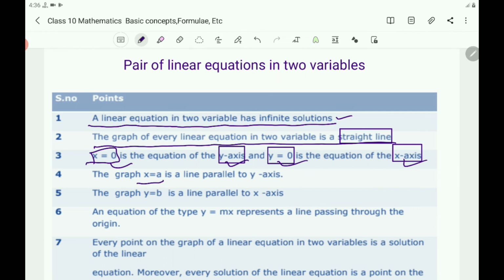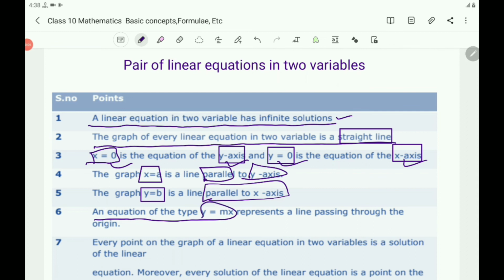And the graph x equals a is a line parallel to the y-axis, and the graph y equals b is a line parallel to the x-axis. An equation of the type y equals mx represents a line passing through the origin. For example, y equals 2x, y equals 3x, y equals half x.